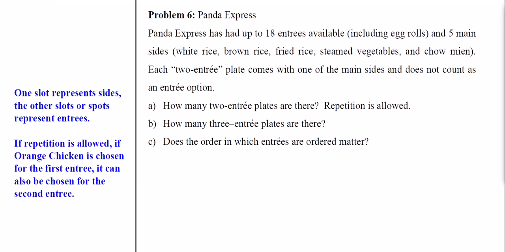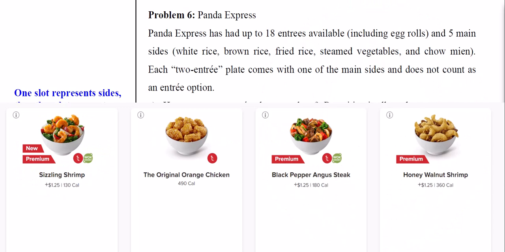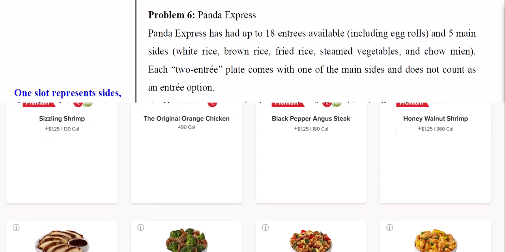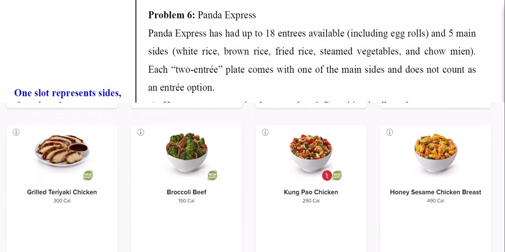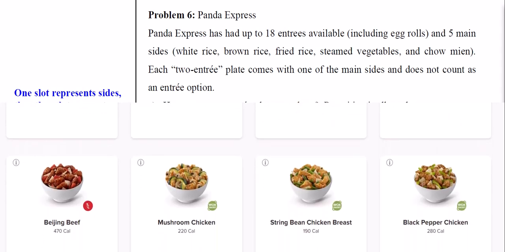One of the cool things about knowing how to count, quote unquote, is you can see if advertising is false, or it'll actually help you with your advertising, because then you can brag about how many options you can offer. So Panda Express, for example, at any given time they've had up to 18 entrees available, and an entree would be like orange chicken, barbecue, broccoli beef, egg rolls, etc. Okay, and then 5 main sides.